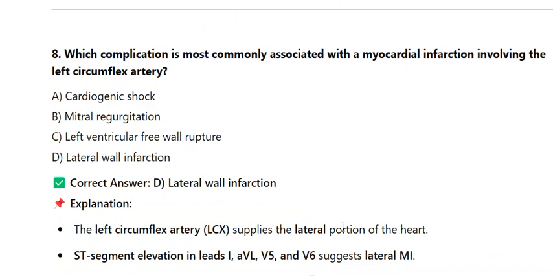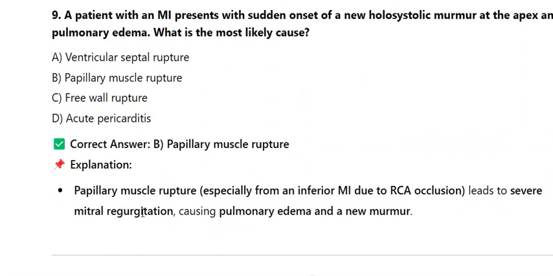9. A patient with an MI presents with sudden onset of a new holosystolic murmur at the apex and pulmonary edema. What is the most likely cause? A. Ventricular septal rupture. B. Papillary muscle rupture. C. Free wall rupture. D. Acute pericarditis. Correct answer B. Papillary muscle rupture. Explanation: papillary muscle rupture, especially from an inferior MI due to RCA occlusion, leads to severe mitral regurgitation, causing pulmonary edema and a new murmur.